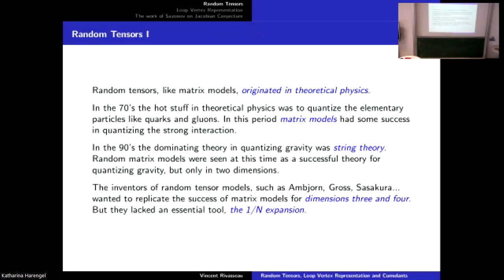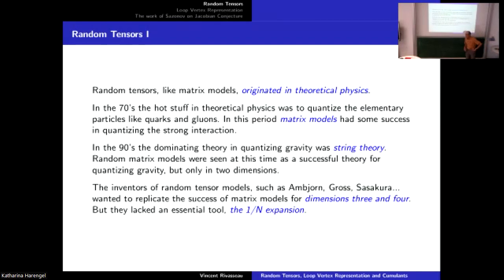Random tensors, like matrix models, originated in theoretical physics. In the 70s, the first goal in theoretical physics was to quantize the elementary particles like the gluon and quarks. In this period, matrix models had some success in quantizing the strong interaction. In the 80s, the dominant theory for quantizing gravity was string theory, and random matrix models were seen at this time as a successful theory for quantizing gravity, but only in two dimensions.